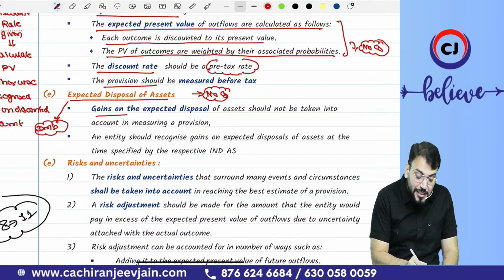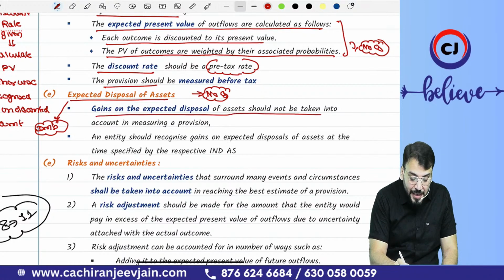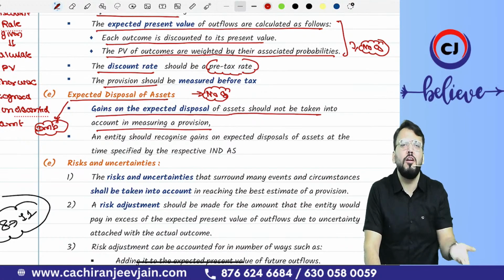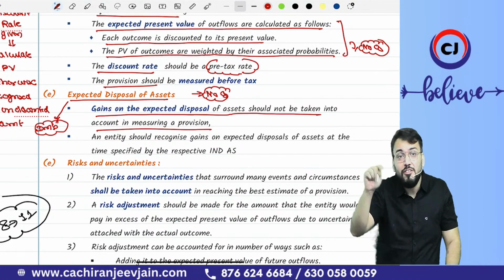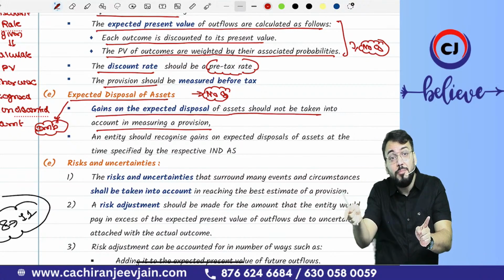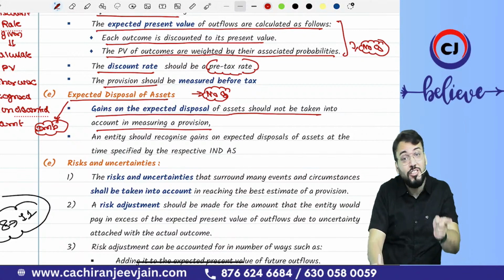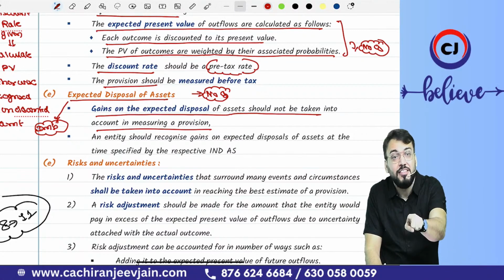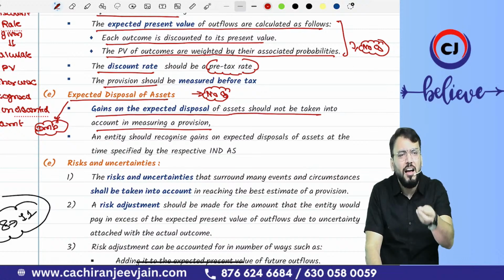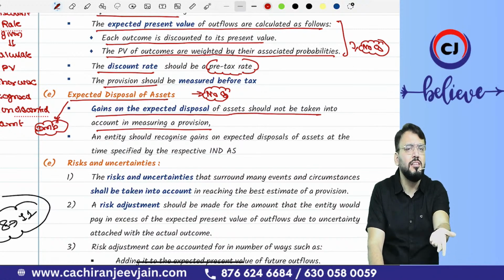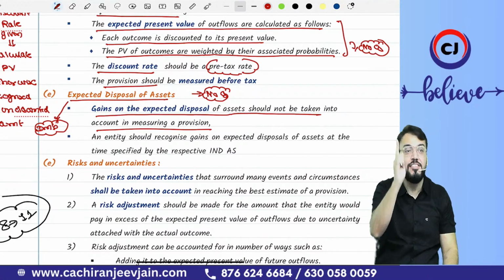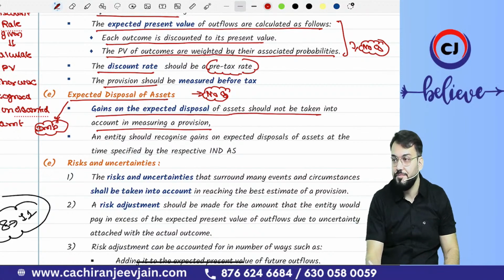What is given? Gain on expected disposal of assets should not be taken into account in measuring a provision. Now look, a very simple point: gain will not be considered. But in the exam, can you answer if you are not retaining this point? So why does the question become complicated? Because you have forgotten the point. The question is easy, the exam paper is easy, but we have forgotten the content. Right now I can ask any question after reading this and you will answer, but can you retain this point till the exam? The difficulty is retention.